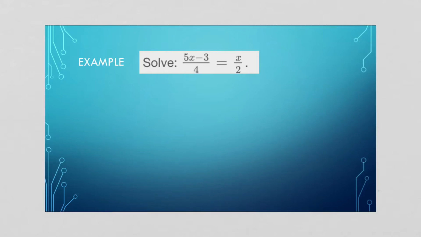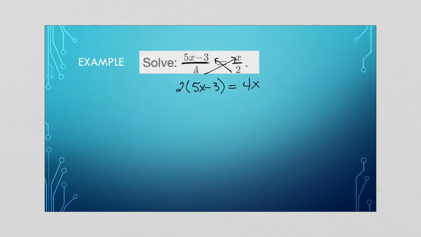Okay, so for this problem, there are a lot of ways to do this problem. I'm going to show you probably the way that comes to my mind the quickest. Whenever you have the entire left side being divided by something and the entire right side being divided by something, I feel like the easiest way to solve this is to solve it the way we would solve a proportion. Cross multiply. So you're left with 2 times 5x minus 3, and your right side is going to be 4 times x.